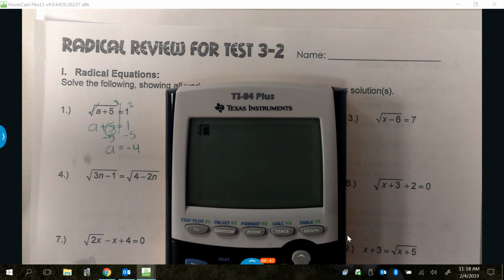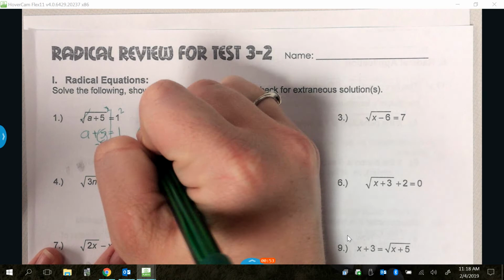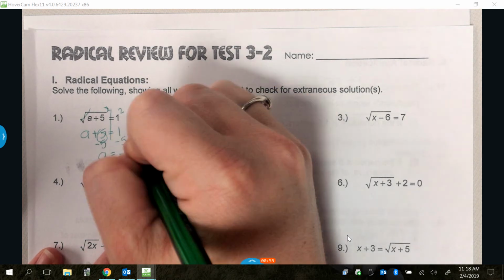square root of -4 plus 5 gives me 1. So this is a solution. So it goes in fancy brackets.